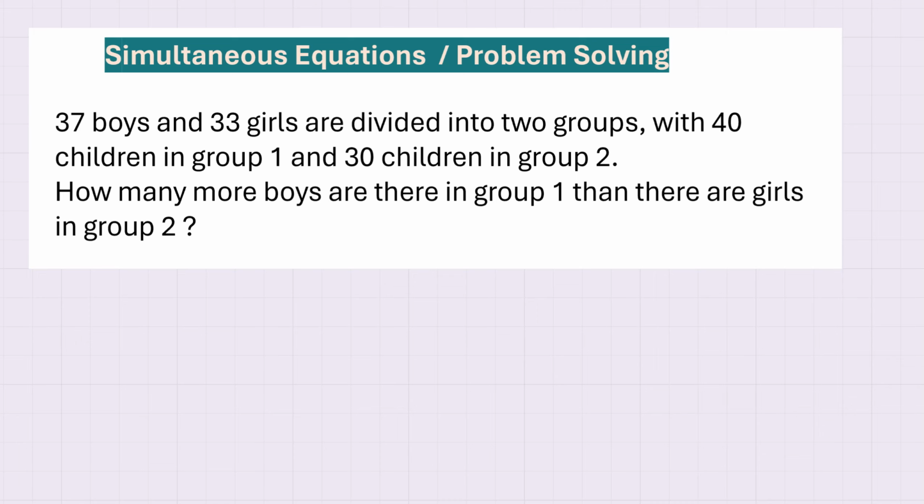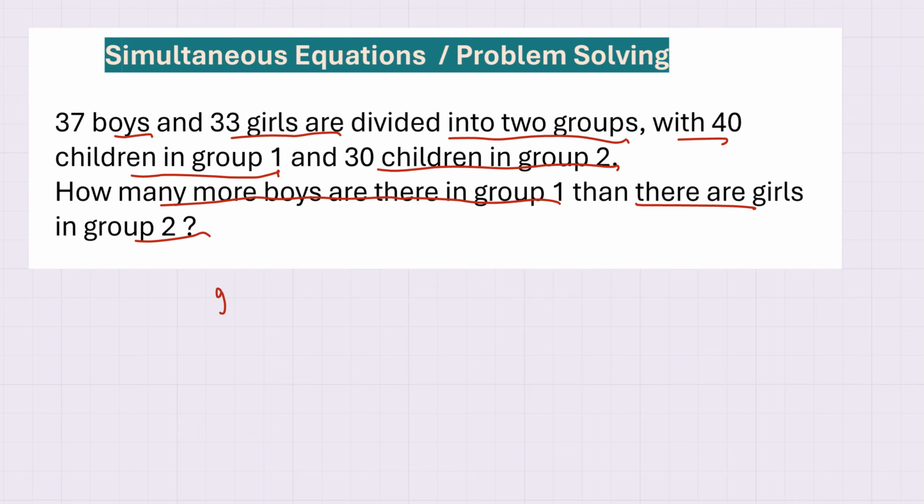Hello everybody, this question is based on simultaneous equations. So if you look at the question, what it says is 37 boys and 33 girls are divided into two groups with 40 children in group 1 and 30 children in group 2. How many more boys are there in group 1 than there are girls in group 2? So now how do we go about doing this?